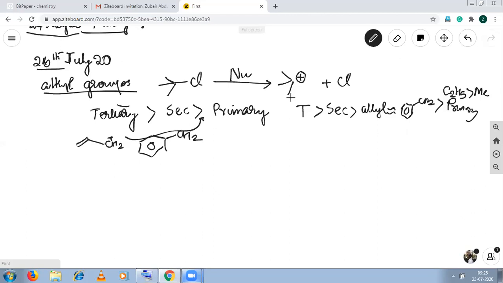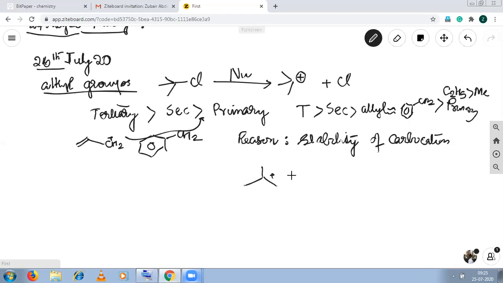And you know what is the reason for that? The reason is stability of carbocation. Now when you are asked in the exam, don't simply write this. What you have to do is show the stability of this. For example, how do we do it? What are the methods of stabilization? Number one, we have described this before, by inductive effect.